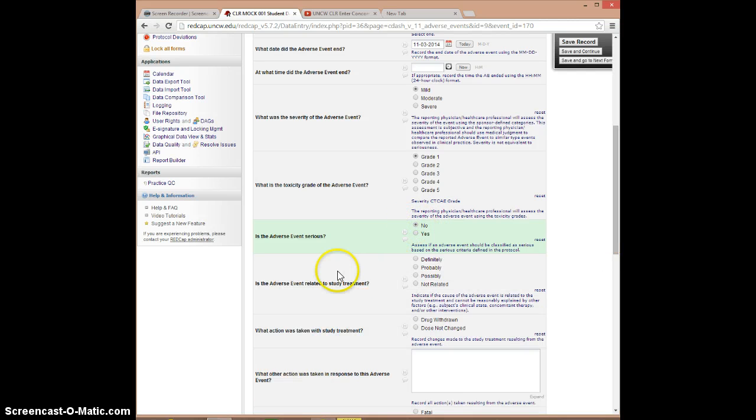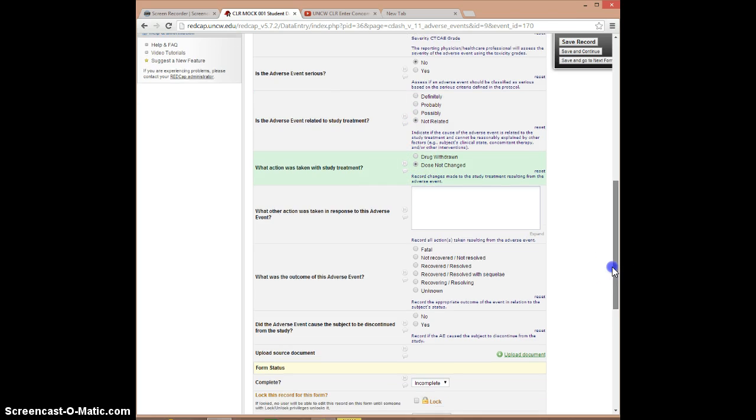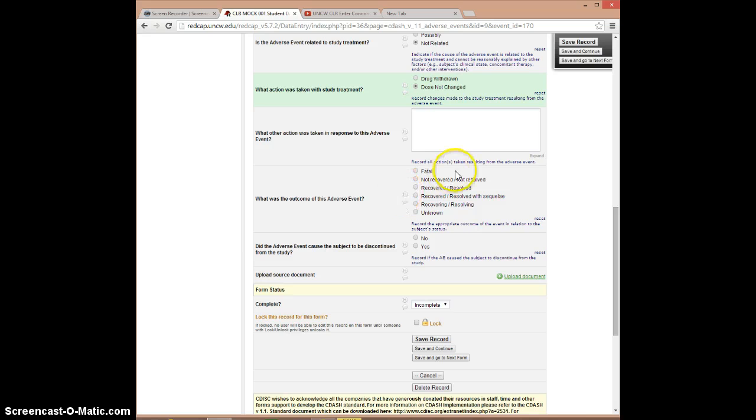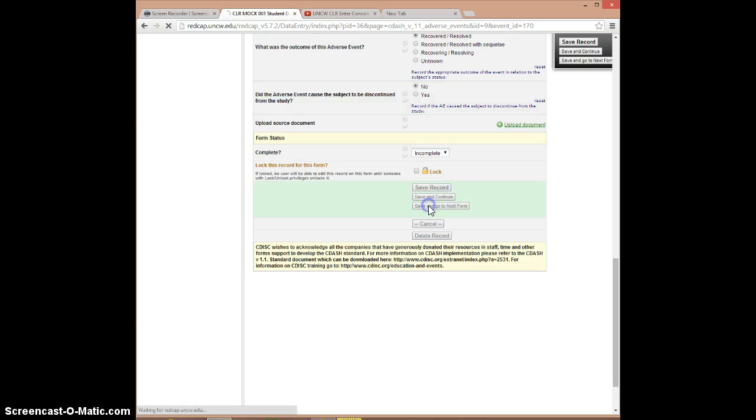We're going to say that it was not a serious adverse event, that we don't think it was related to study treatment, that we didn't take any action with the study treatment because of that. The dose was not changed. And the outcome of the event, it wasn't fatal. They have recovered and the event has resolved. It did not cause the subject to be discontinued from the study. And now we can save and go to the next form.